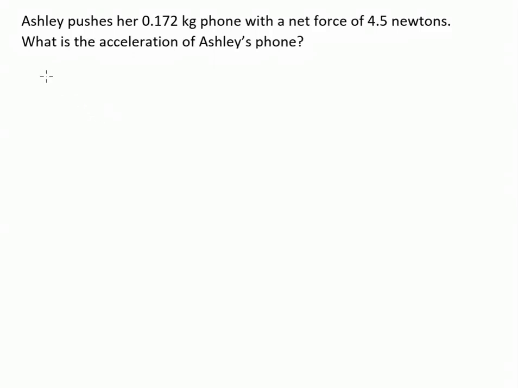So here we have a basic Newton's second law problem, and if you recall, Newton's second law tells us the acceleration of an object is equal to the net force or the unbalanced force acting on the object divided by the object's mass. So here we have Ashley. She pushes her 0.172 kilogram phone with a net force of 4.5 newtons. And that net force is the unbalanced force acting on it. So we're going to find out what the acceleration of her phone is.